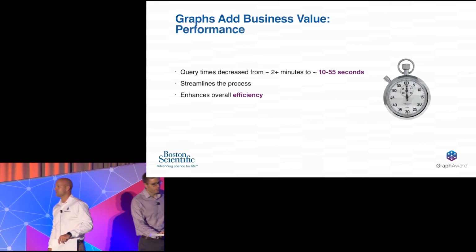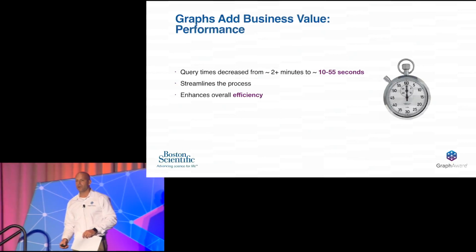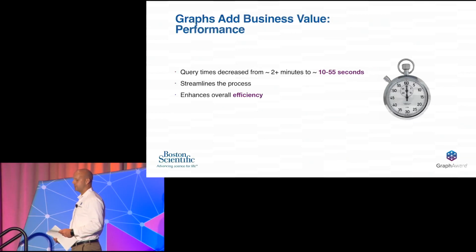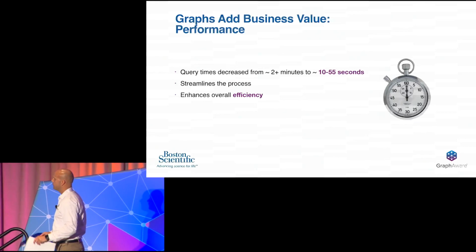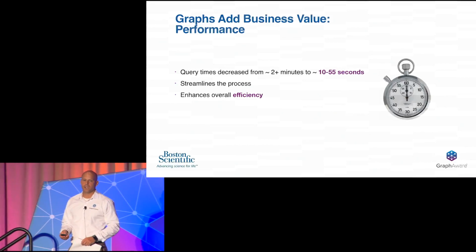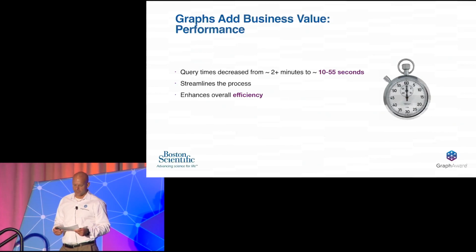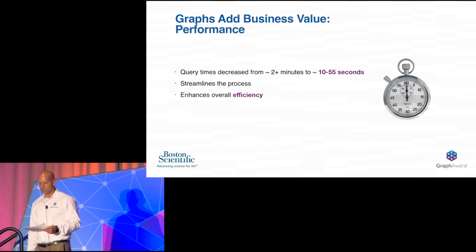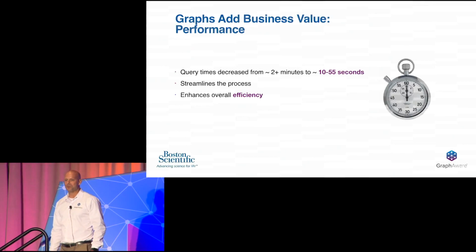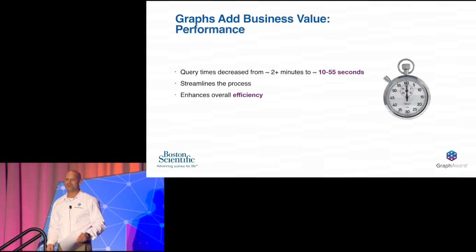So we've said that Boston Scientific has gained business value by adopting Neo4j. Let's go through a couple of the areas where that's the case. And the first area is in performance improvements. The query times of their analytical process have dropped substantially. And this has increased the overall efficiency and helped streamline their entire analytical process. And this is a very good thing. Everybody loves performance improvements. You know, the faster something happens, the better.